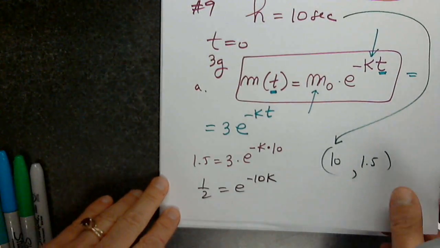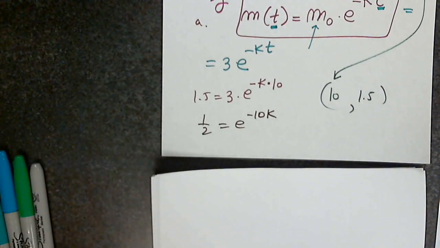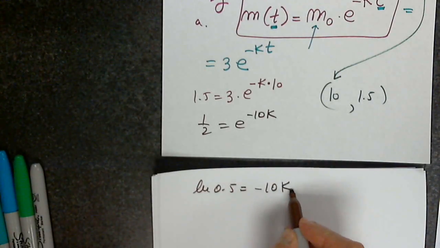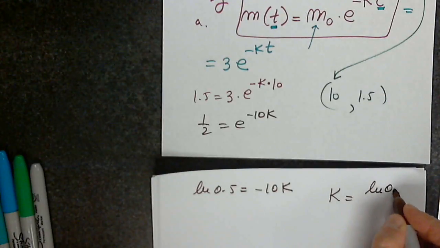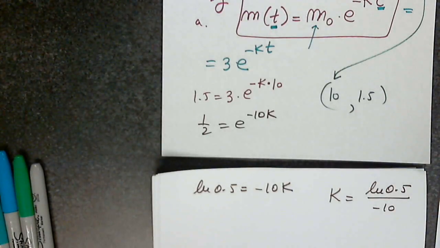And what will I have to write? Natural log of 0.5 on this side equals negative 10k. So k equals natural log 0.5 over negative 10. I plug it in the graphing calculator. So natural log 0.5 divided by, in parentheses, negative 10. And that will be the radioactive decay rate. And now I have the entire model.